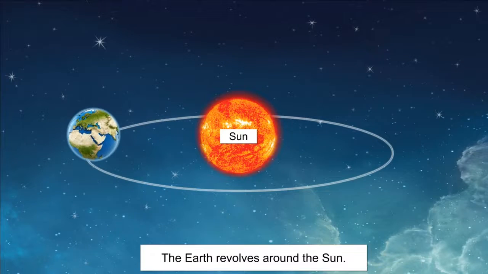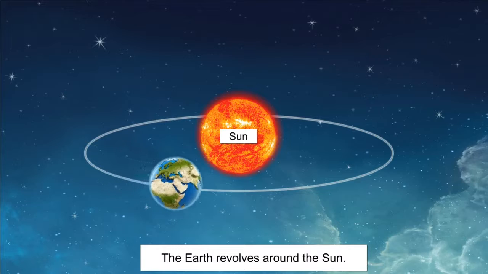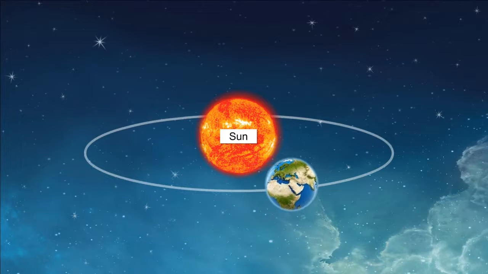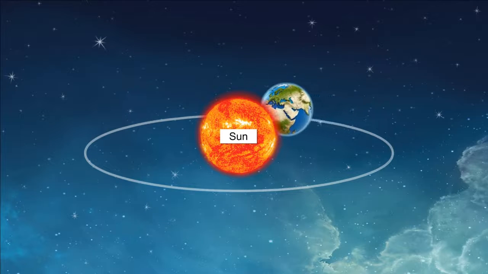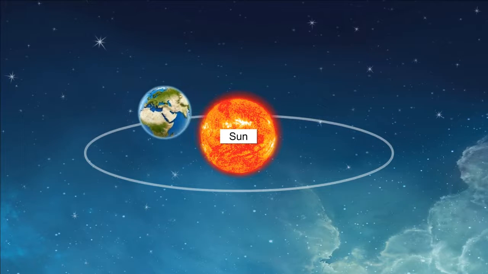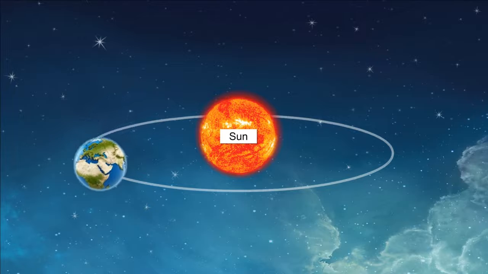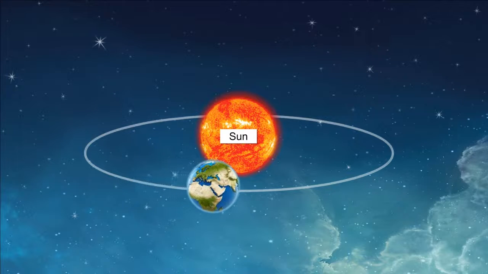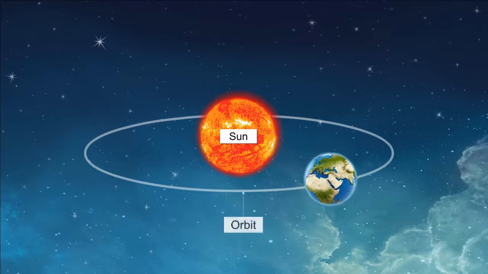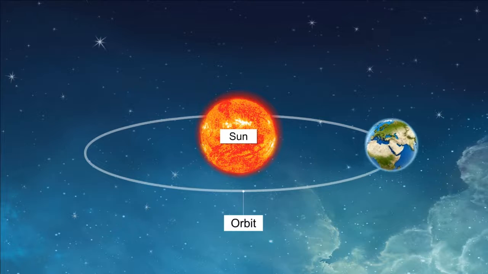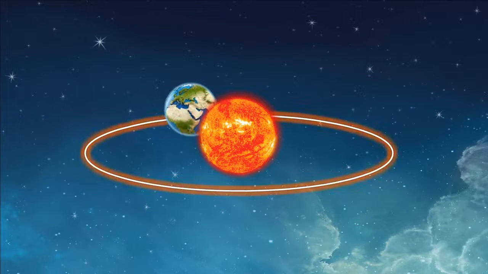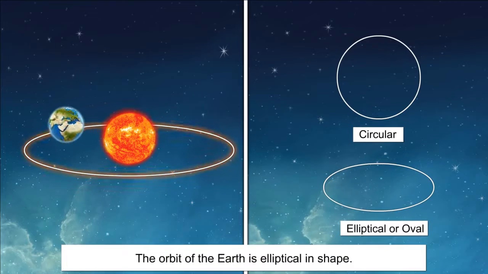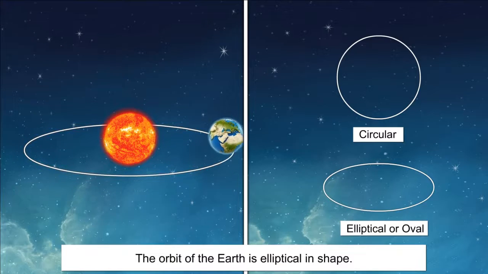The Earth moves in two ways. It also revolves around the Sun. Let's see what is meant by revolution. When a planet or a moon revolves around an object, it is called revolution. The imaginary path around which an object moves is called its orbit. This means that the Earth revolves around the Sun in its orbit. Do you know that the shape of the Earth's orbit is not circular but elliptical or oval in shape?